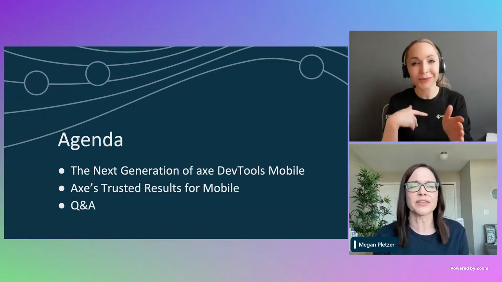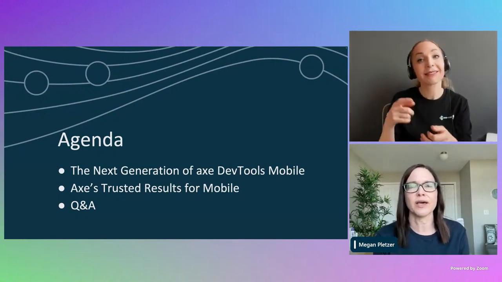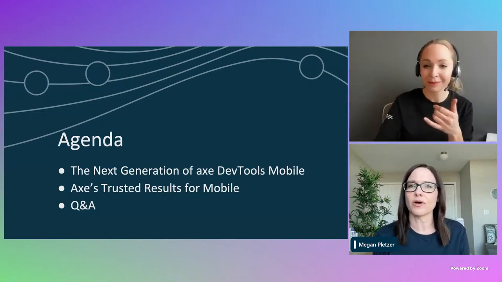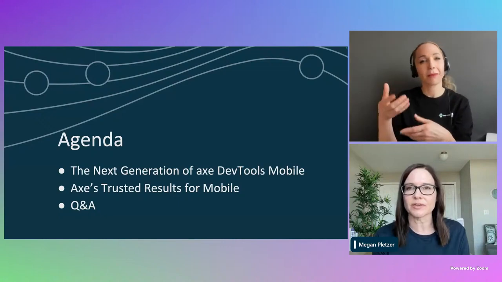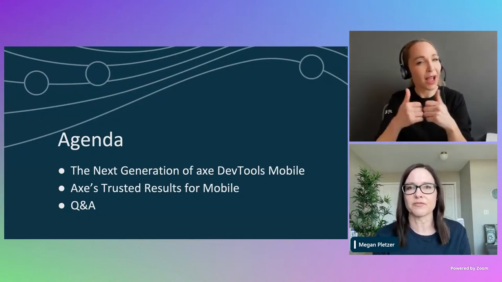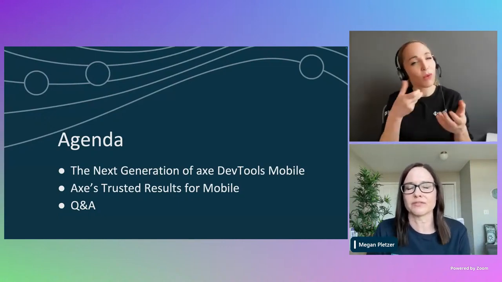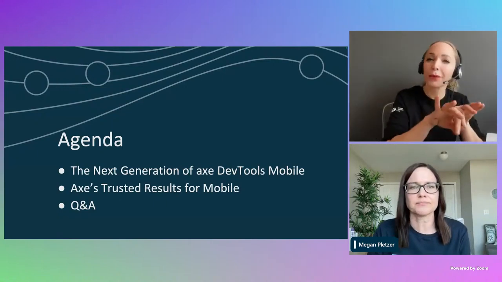And then I will spend at the end a little bit of time talking about accessibility trusted results for mobile. How do we ensure that we're providing you with meaningful mobile accessibility issues, so you're spending your time fixing issues that matter and that will really make a difference for your end users?